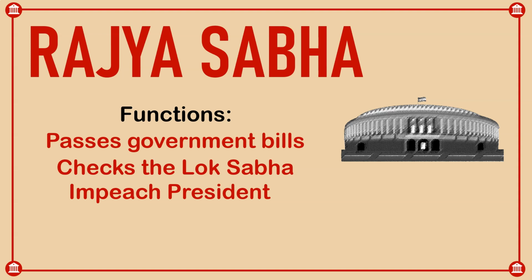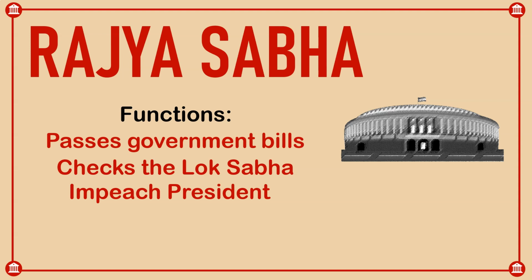Another function is to keep a check on the Lok Sabha. As a part of this democratic system and power sharing scheme, we've adopted a checks and balances system where every branch of the government, the legislative, the executive, and the judiciary, can keep checks and balances on each other and prevent concentration of power in the hands of one branch or one institution. So that's why, to prevent the Lok Sabha from being overpowered, the Rajya Sabha can keep a check on this institution. That's why it's the upper house.